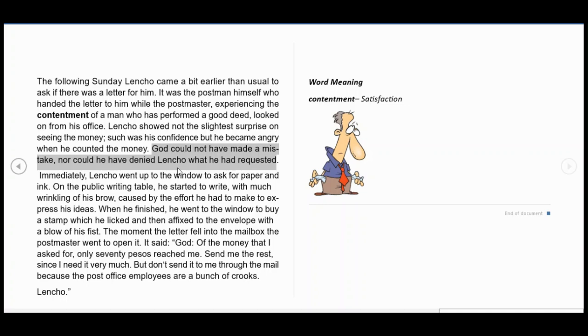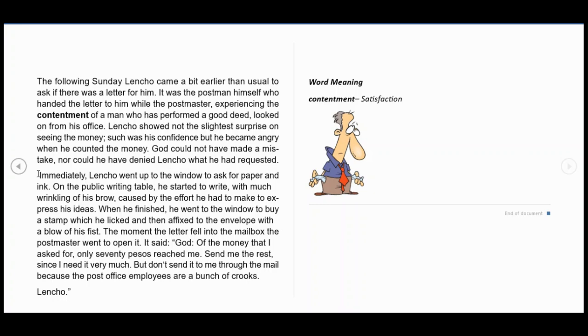Now Lencho went up to the post office window and he writes another letter. Now this is again his faith in God that is making him do this. Okay, he believed, he was confident that God is going to send him money. But when he opens the envelope, he finds only 70 pesos over there.